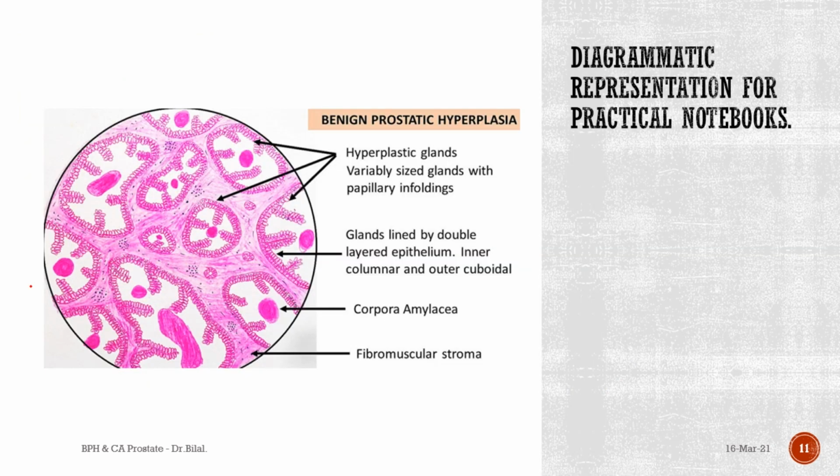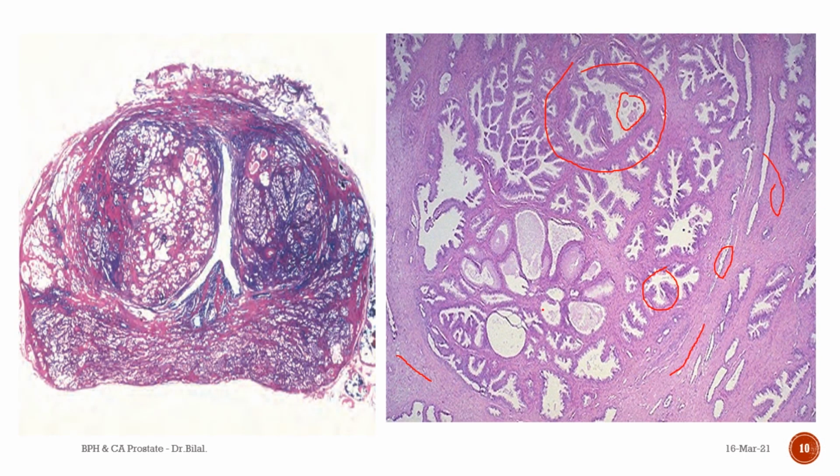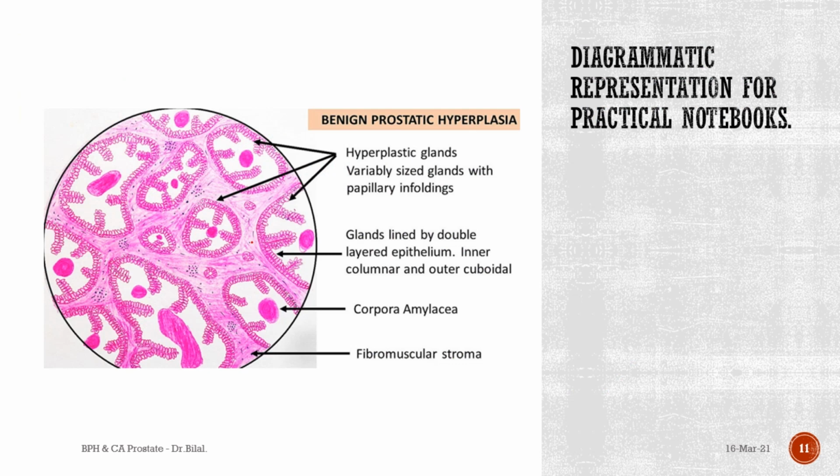This was a photomicrograph. This is a diagrammatic representation of benign prostatic hyperplasia. You can see all the prominent features. You must remember a feature that is not fairly appreciable on this power, that they are lined by dual layers of cells, a double layer epithelium. This has been shown here in this diagrammatic representation.